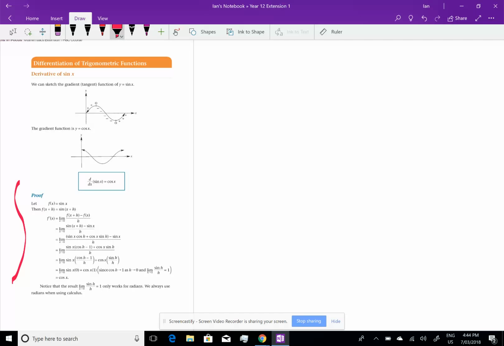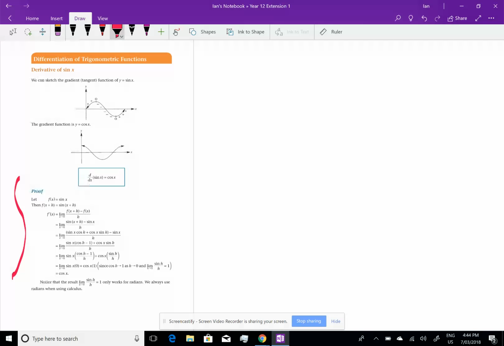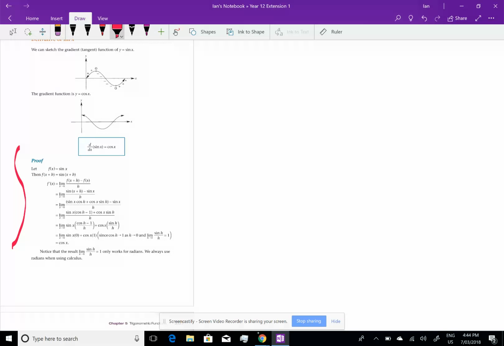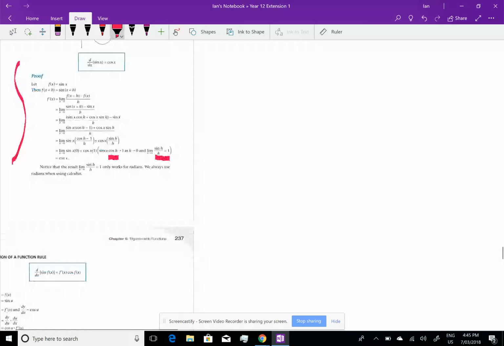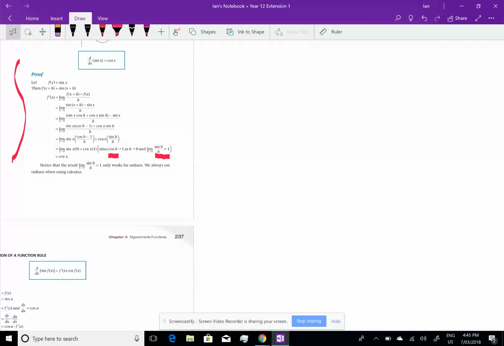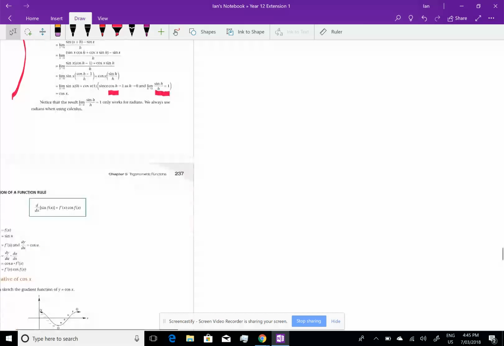There's our proof of sin x, and that works because down here we know these things: sin h over h will equal 1 and cos x approaches 1. So that's a pretty good proof of that, but go and look at the video on Atomi if you want to get a better one.